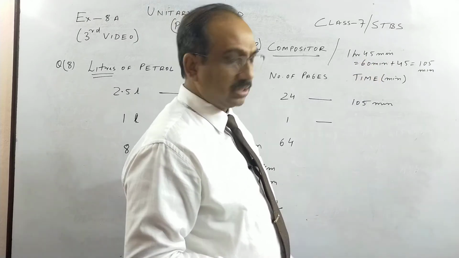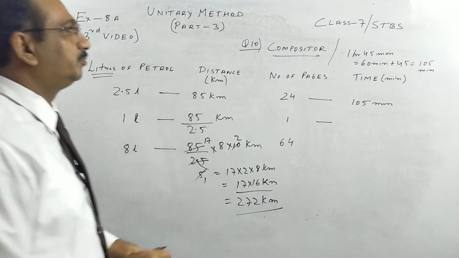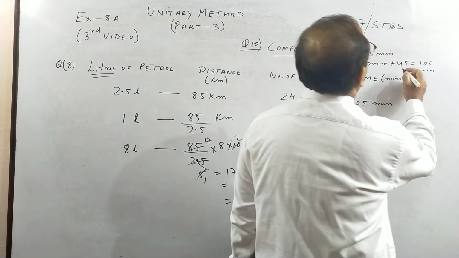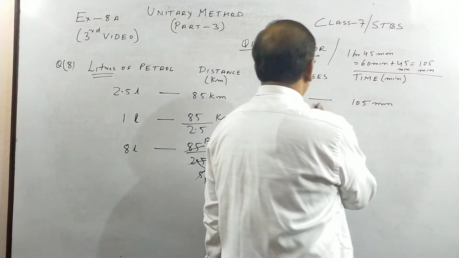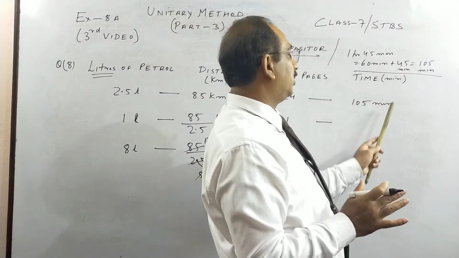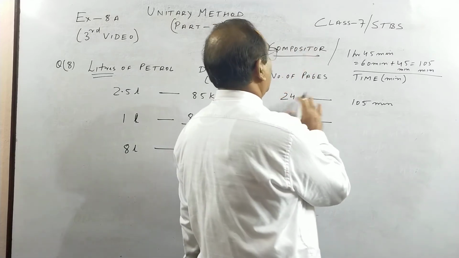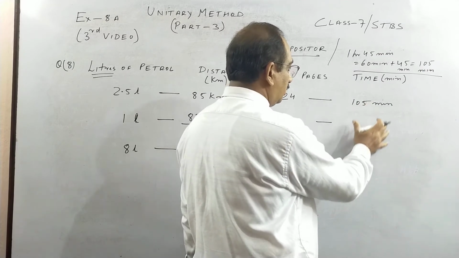So 1 hour is 60 minutes, children. If you see, 1 hour is 60 minutes, and we add 45 minutes. So we finally get 105 minutes. So I have converted hour and minute into minutes. You cannot solve with hour and minute. So now I have changed the order, because I want to find the time. How long means time. So here this will come in time.